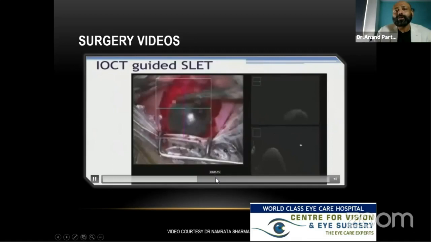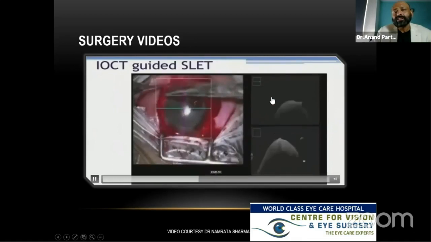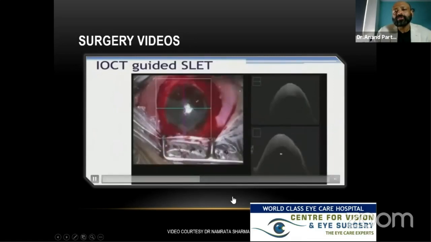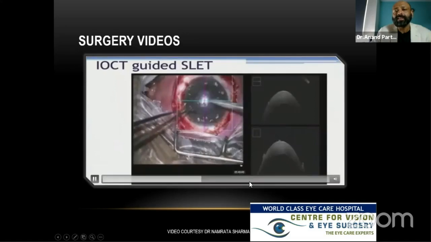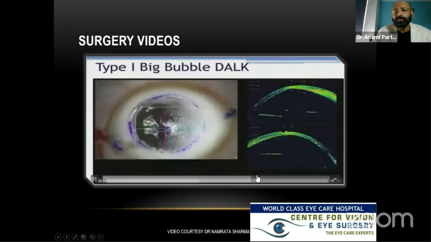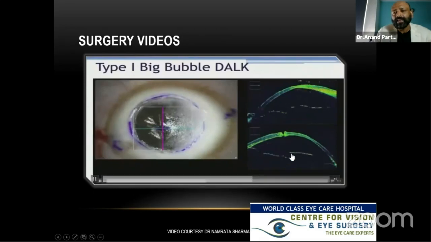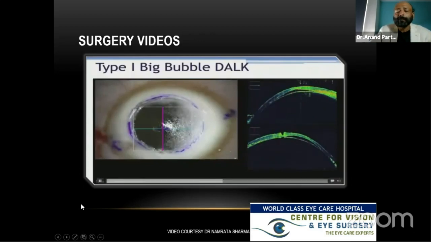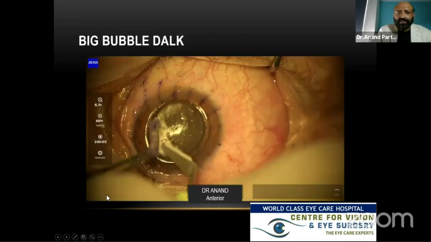In SLET, important to know the depth of this dissection, especially in terms of whether the stroma is actually involved quite deeply or not. In type 1 bubble DALK, as you remove the bubble, you will see that the descemet's actually gradually comes up. This is a very nice indication that you've got the big bubble if you're not using the small bubble technique. This is just, I think big bubble I've already mentioned.